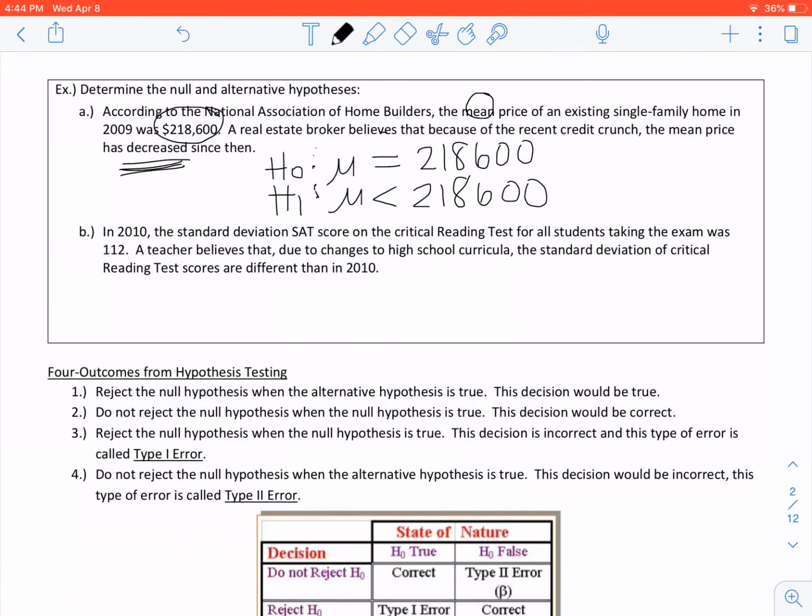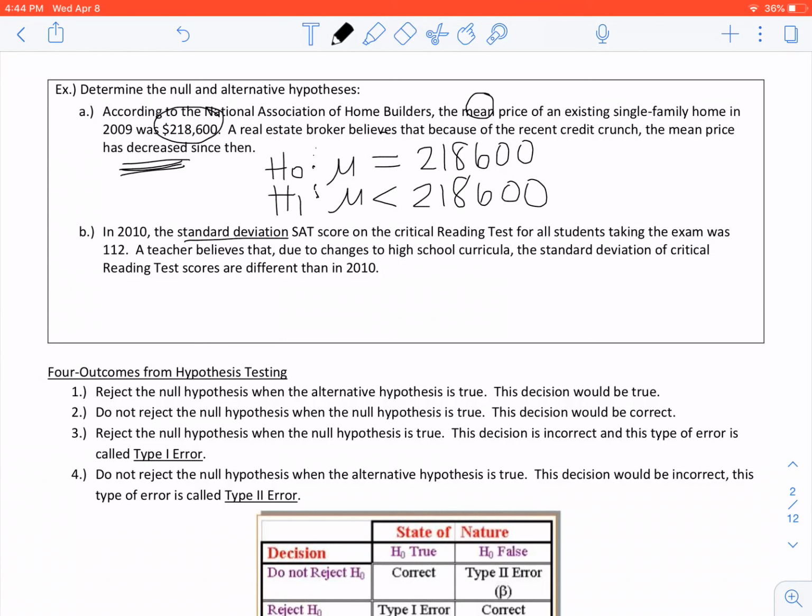For part B, it says in 2010, the standard deviation of SAT scores on the critical reading test for all students taking the exam was 112. A teacher believes that due to changes in high school curricula, the standard deviation of critical reading test scores is different than in 2010. So it does say that we are talking about the standard deviation.